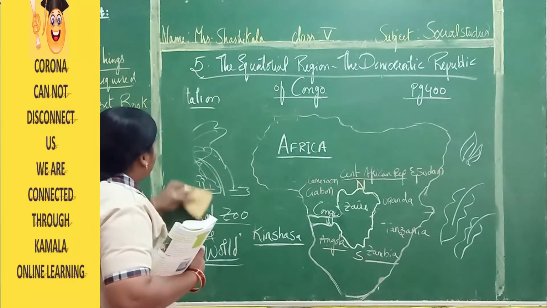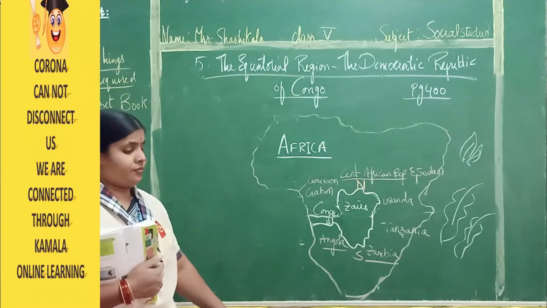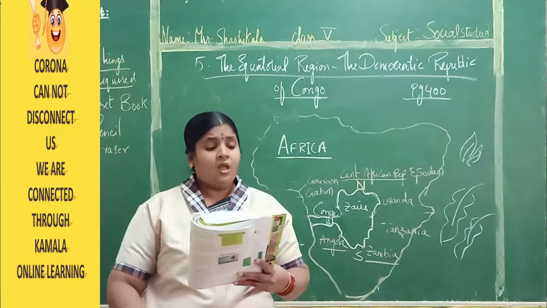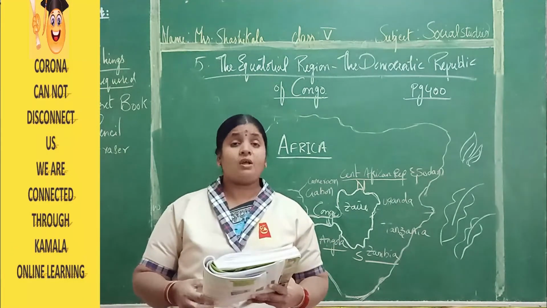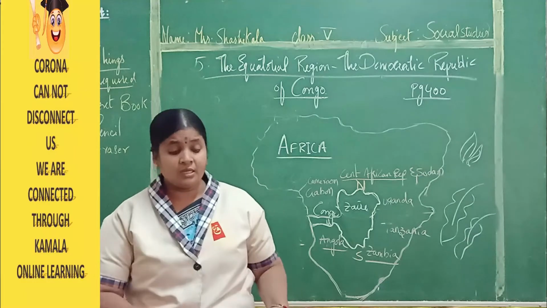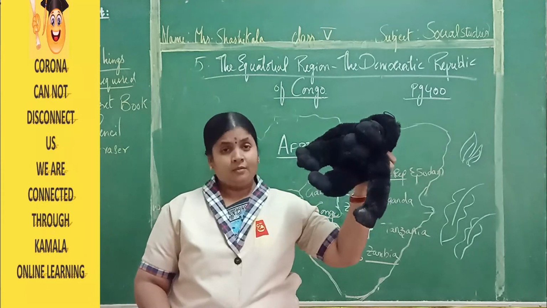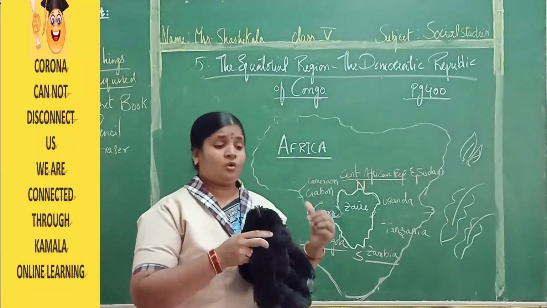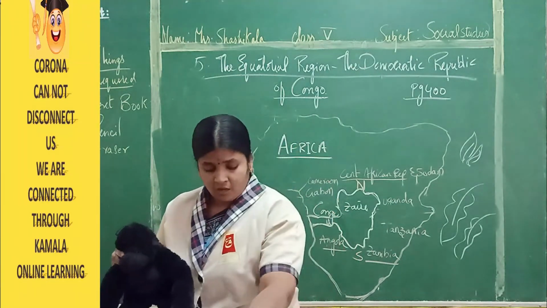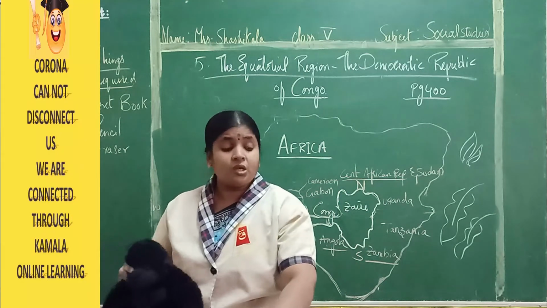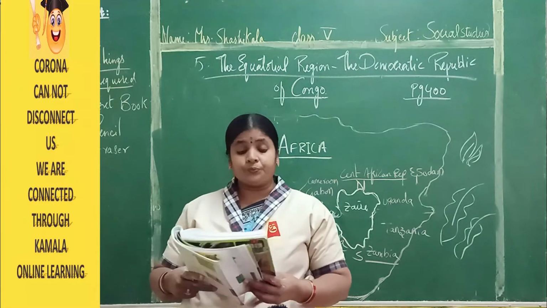Now, moving to the next one, that is about the wildlife. Several species of animals such as the monkeys, chimpanzees, gorillas, pythons, lions, crocodiles, rhinos, and hippopotamus are found in this forest. Chimpanzee, right? Where do we find this? In the forest. There is wildlife in the Congo. And the elephants, the lion, the deer, most of the wild animals you will find in the forest of Congo.